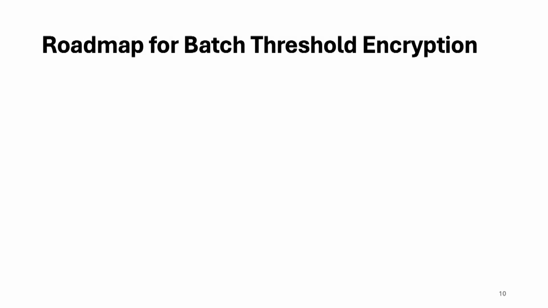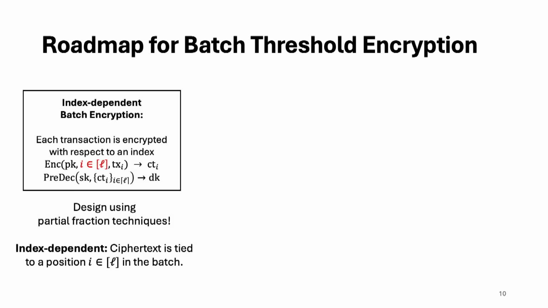So let's go on. How do we use this idea? Before I dive into the details, let me give an overview of how batch threshold encryption is constructed from smaller pieces. Then we will attack the problem piece by piece. We first construct a simpler object that I would like to call index-dependent batch encryption. It's simpler for two reasons. First, there is no threshold here. It's just batch encryption. There is a single party who has a secret key, and it uses the secret key and a bunch of ciphertexts to generate the decryption key for this batch of ciphertexts.